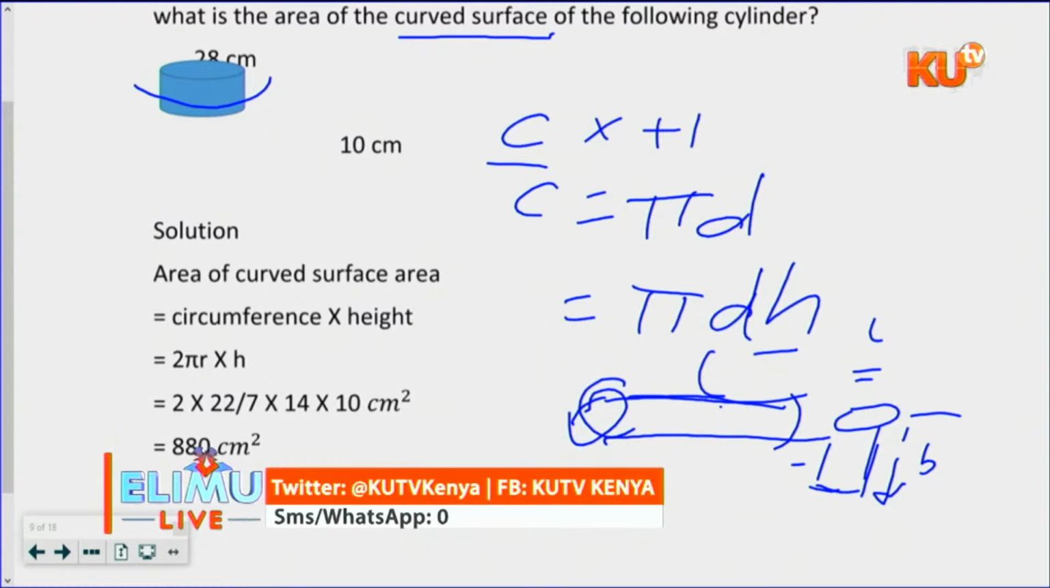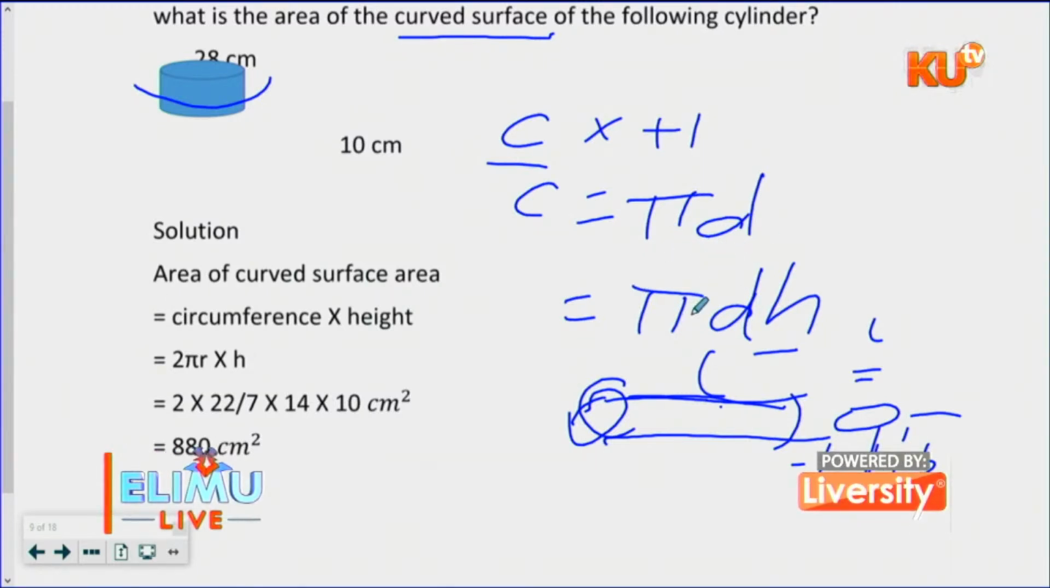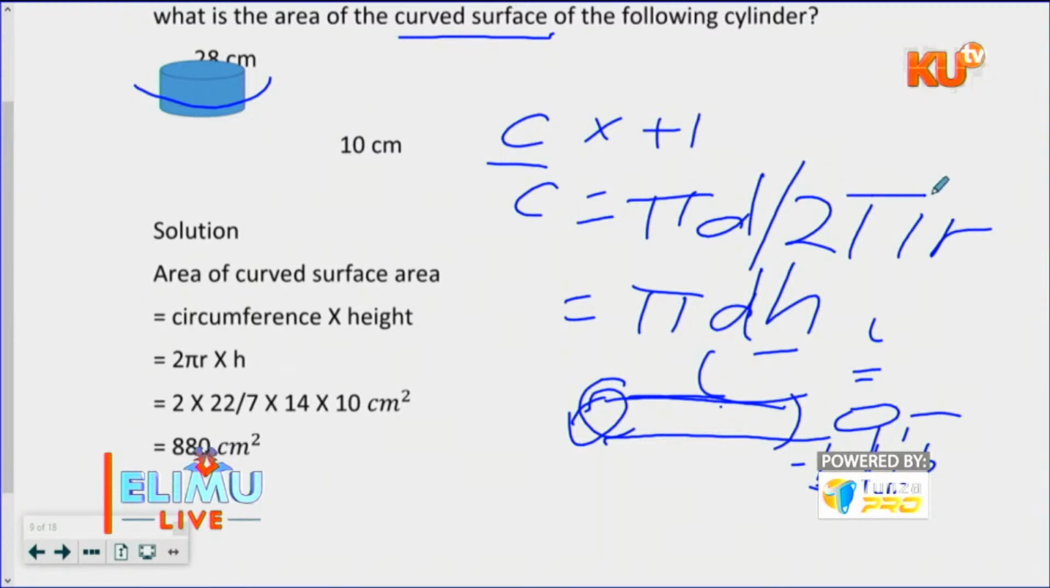The formula for working out the area of the curved part is circumference times height, as I have indicated here. Circumference itself is pi d. Or instead of saying pi d for circumference, you can also say 2 pi r. Circumference can be pi d or 2 pi r.